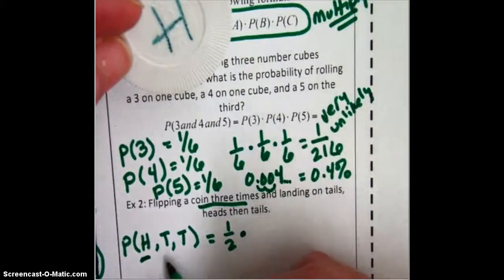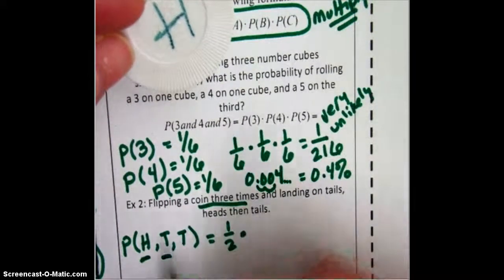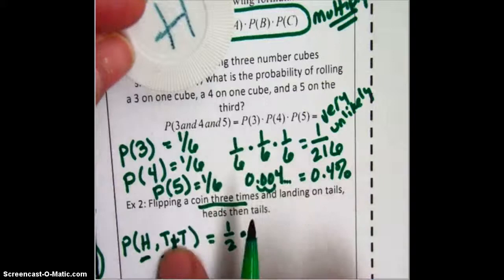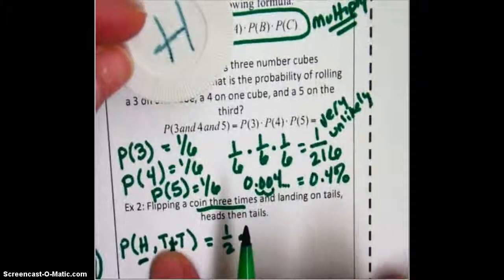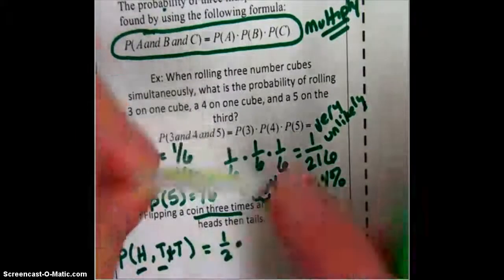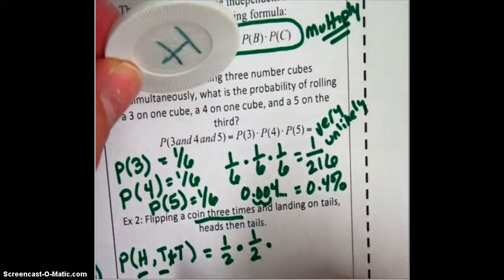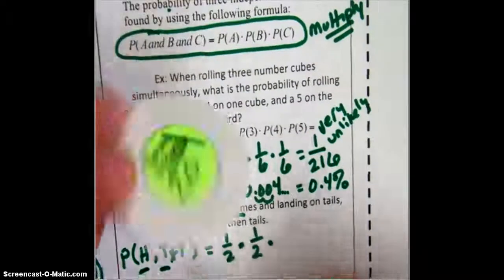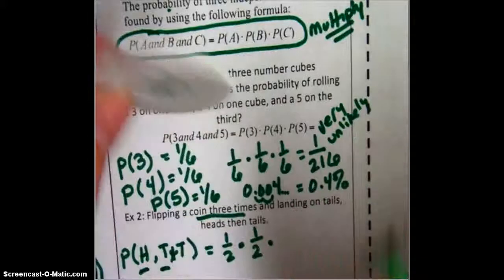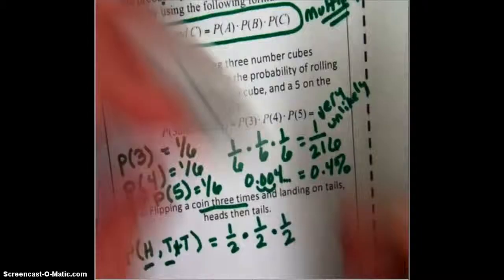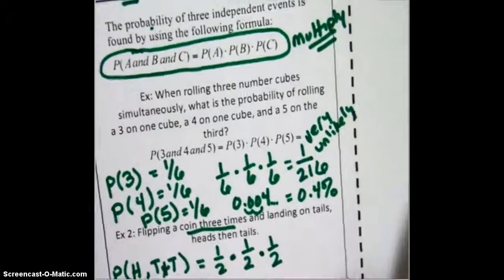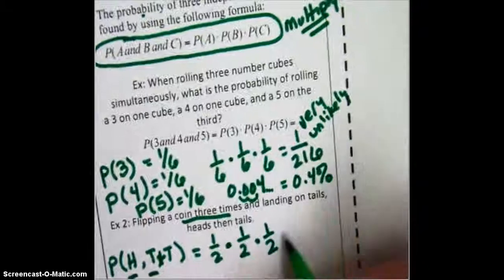Times, what is the probability of it landing on tails? I should have put an and right here. Then tails, there's 1 tails out of 2 sides, so there's a 1 in 2 chance of this one. And then again, what is the probability of tails? There's a 1 in 2 chance that you're going to land on tails also. So now we're going to multiply these 3 together.